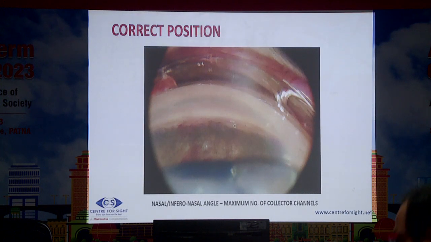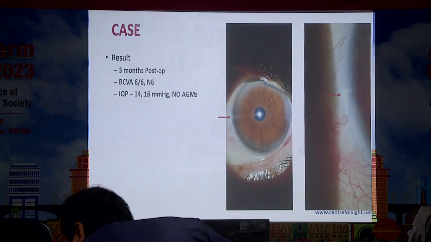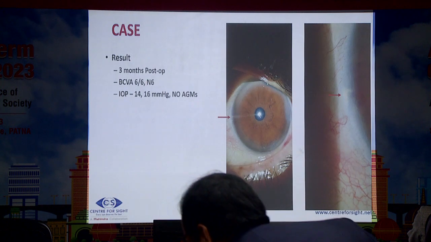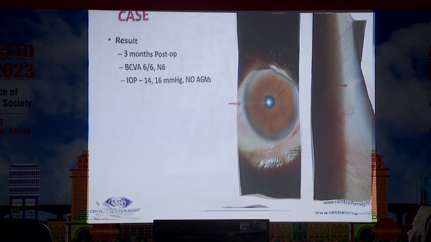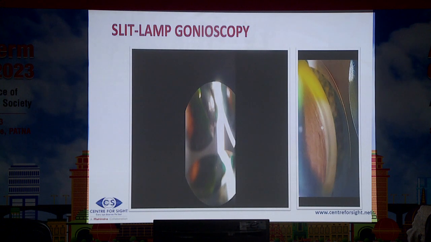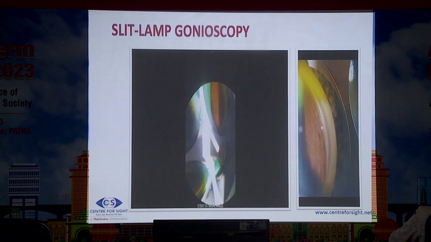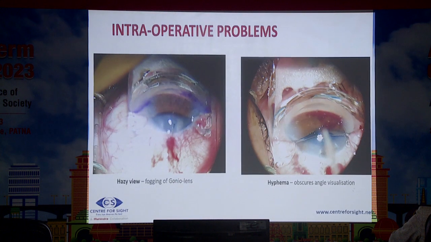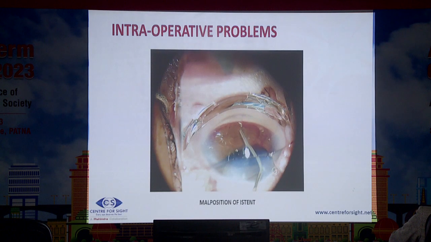This is how it looks intraoperatively. We usually put it in the inferior and the inferonasal angles. Again, on the slit lamp also, sometimes you'll be able to see it. This is the gonioscopy view on the slit lamp.